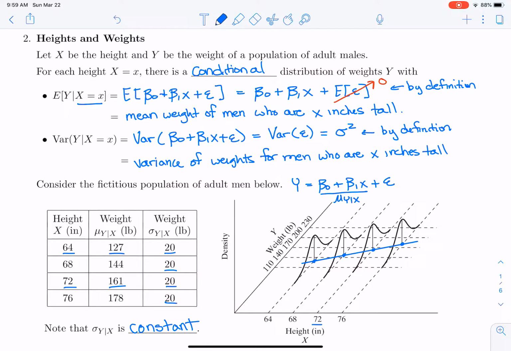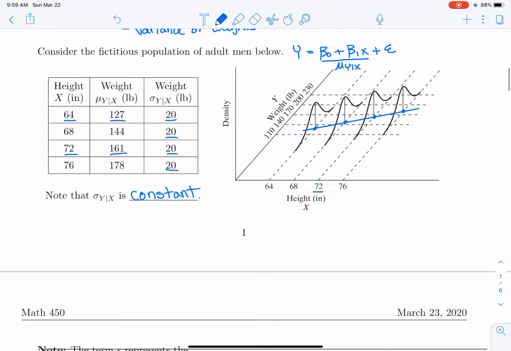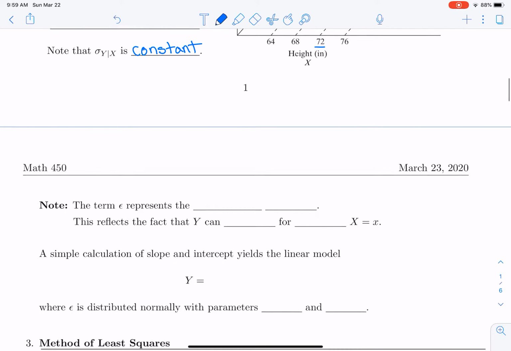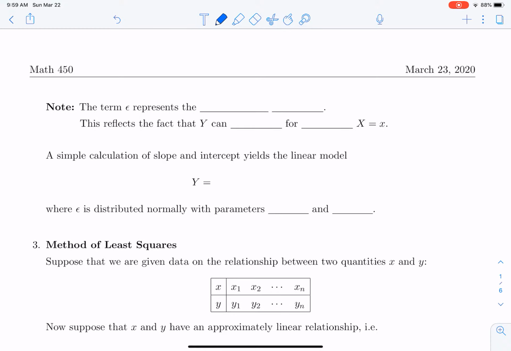Now, if you look at this table of heights, you'll notice that everything is regularly spaced, so we can easily find the equation of that line, which we're going to do in a moment. But first, I want to remind you that the term epsilon represents the random error, and that reflects the fact that y can vary for each fixed x.